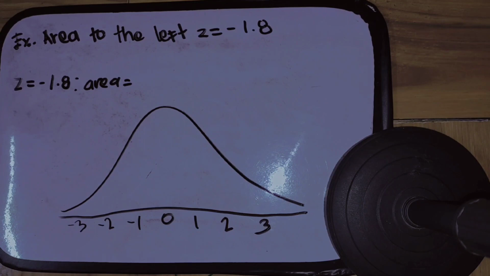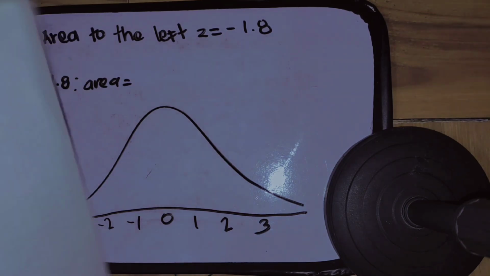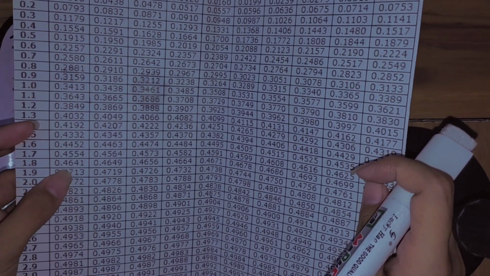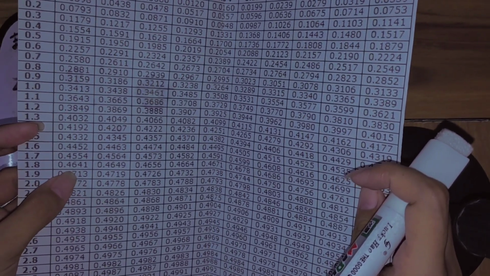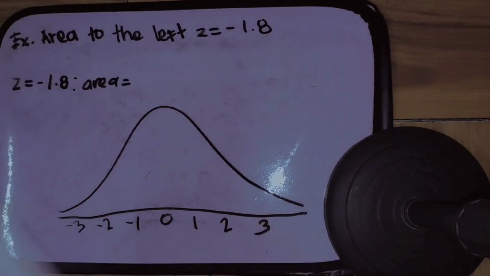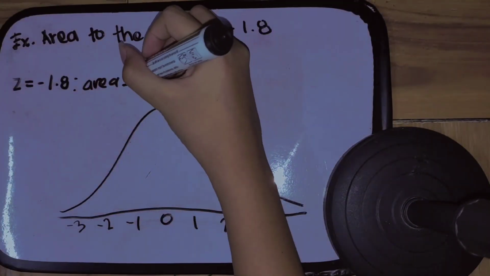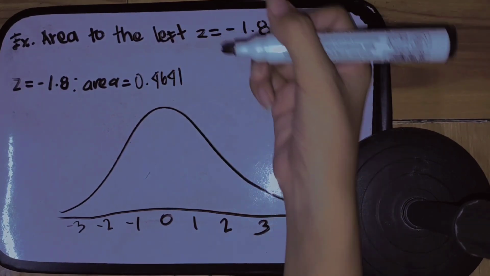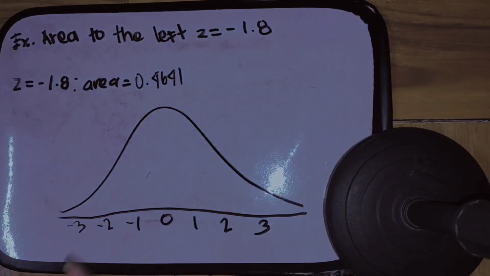And for our fourth example, area to the left, z-score equals negative 1.8. So, tingin ulit tayo sa z-table. So, 1.8. So, 0.4641. So, mag-shade na tayo.